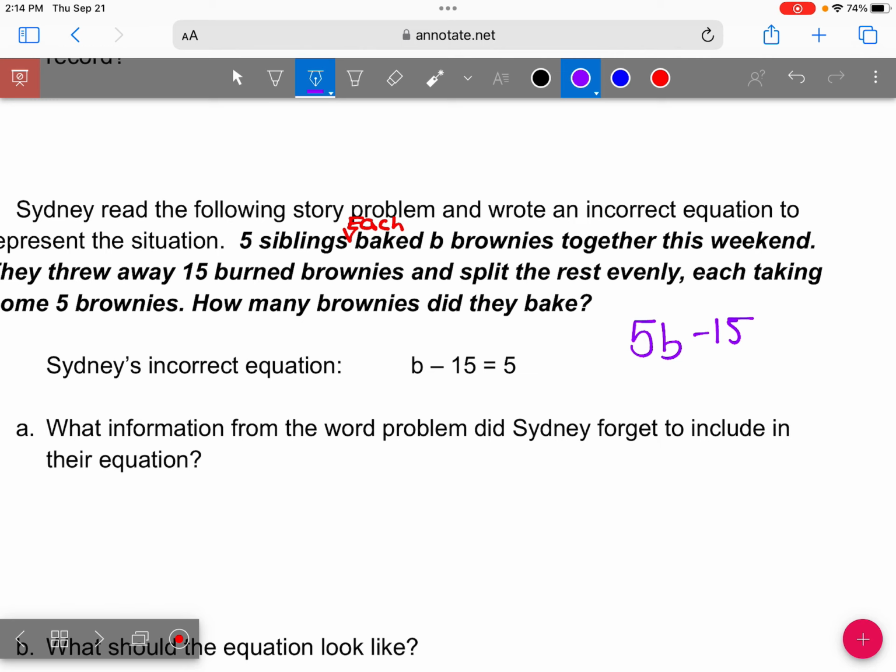And they each took home 5. So how many ways are we splitting it up? 5. So we've got to take however many brownies they made and divide it by the number of people. So they took home 5 brownies. I'm pretty sure I have this wrong on my answer keys. I forgot to divide it by 5 people. They each took home 5 brownies, but they split it amongst 5 people.